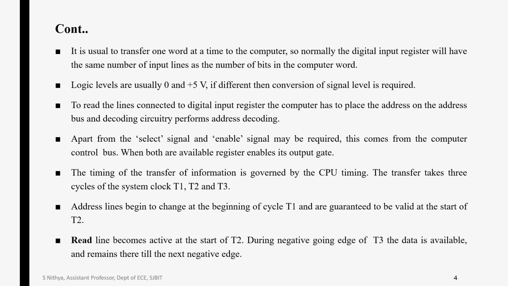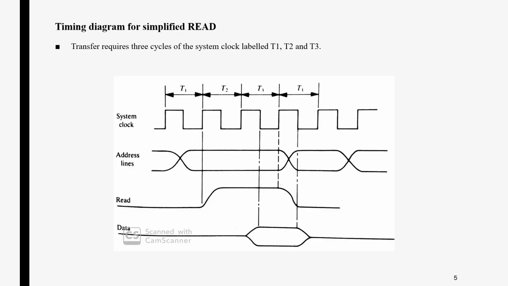So the address lines change at the beginning of the cycle. Here you can see the address will be placed, and the data will be read. It will check whether the read signal is on or not. If it is on, the data will be placed onto the data lines. Okay, so minimum it requires three clock cycles. So this is the timing diagram of the simple read clock cycle which is given here.